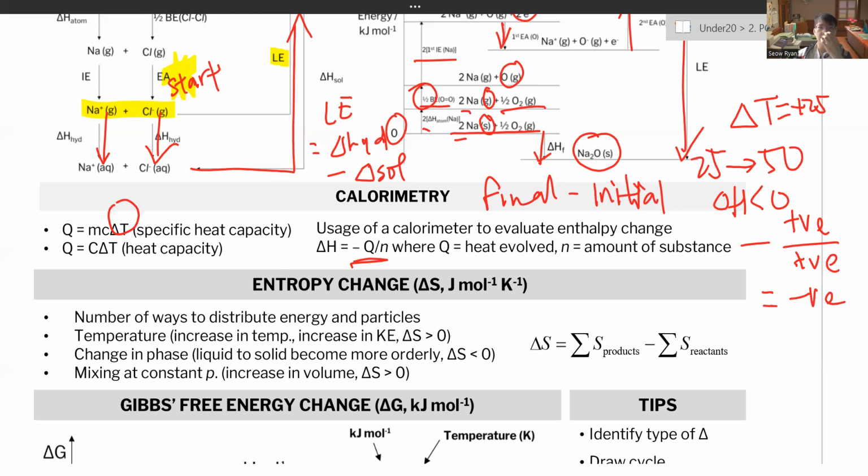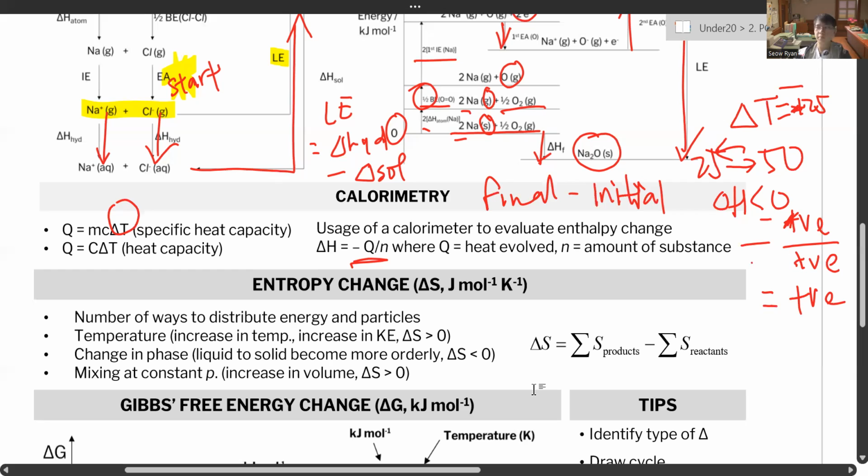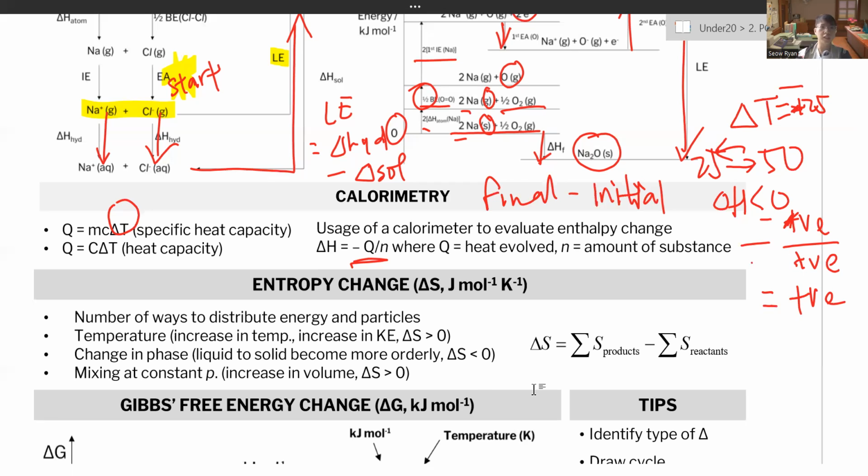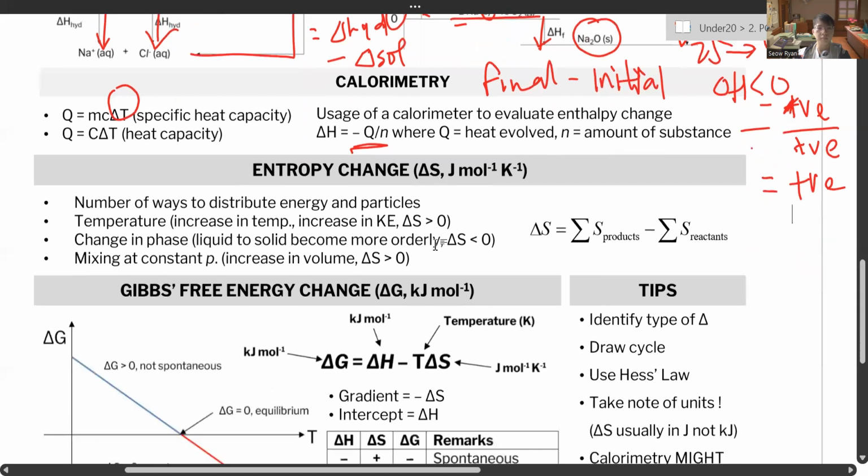So let's just say now it is the other way around, right? 50 becomes 25. So now delta T is negative 25. So now the top is a negative number, and with the negative sign it becomes positive. So that's an endothermic reaction. Take note that sometimes the heat capacity of the cup itself is not negligible. Like for example, if you use a copper cup or something, then you need to include that heat capacity inside. But usually the question will let you know.